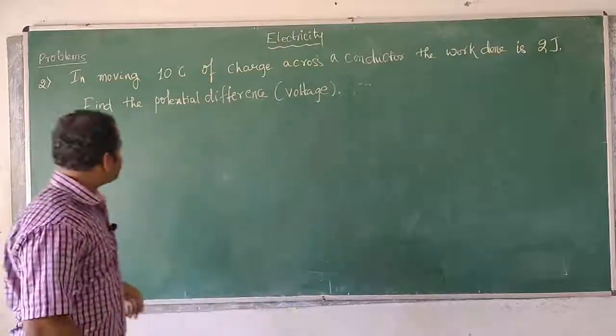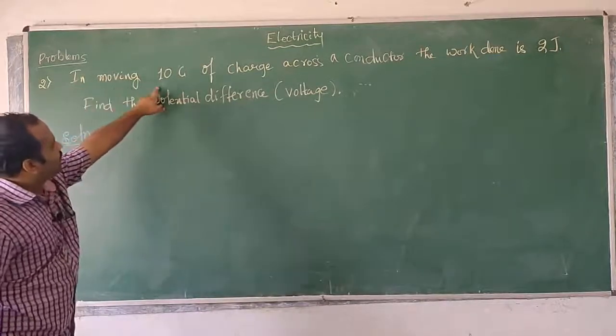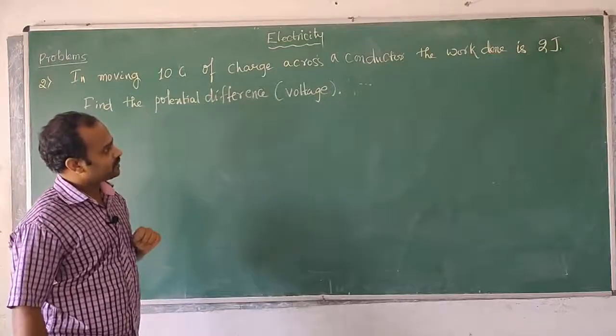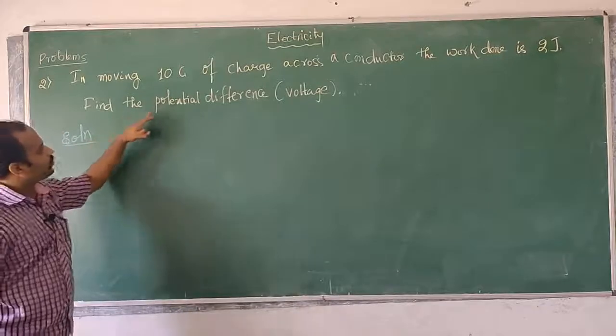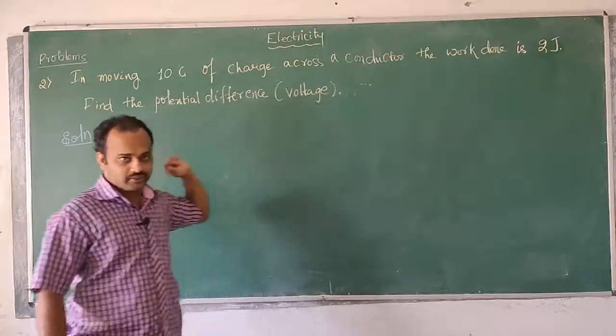The next problem is, in moving 10 coulomb of charge across a conductor, the work done is 2 joule. Find the potential difference, or it is also called voltage.